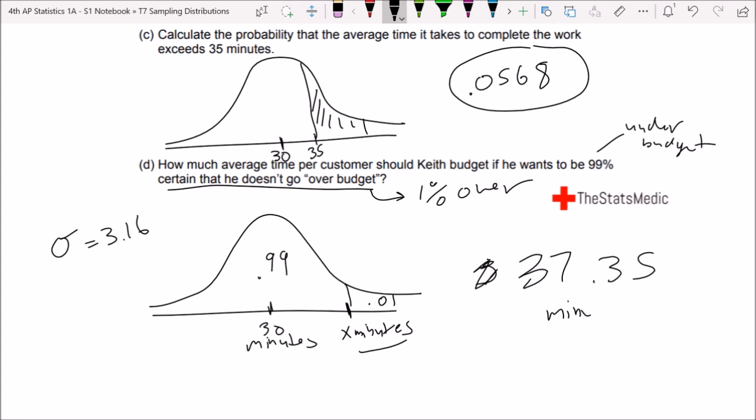37.35 minutes. Okay, so if he budgets, or if he allows for, on average, 37.35 minutes, what is that, 37 minutes and 20 seconds, 21 seconds maybe? If he allows that much time per customer on average, then on average he's not going to go over budget, and he will have typically enough time to help his people.